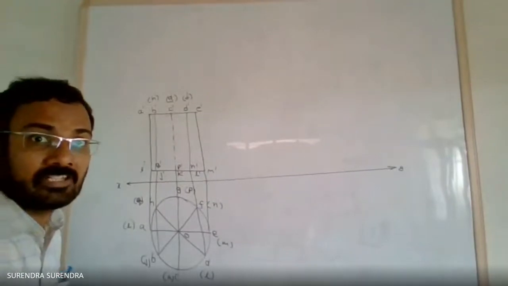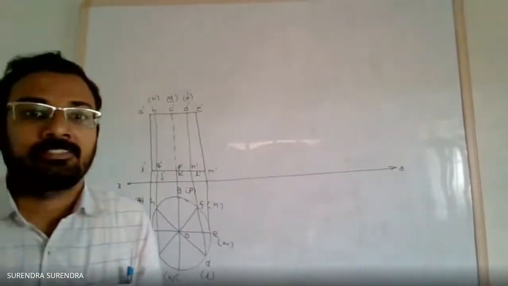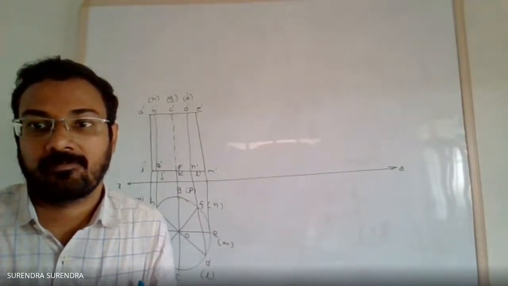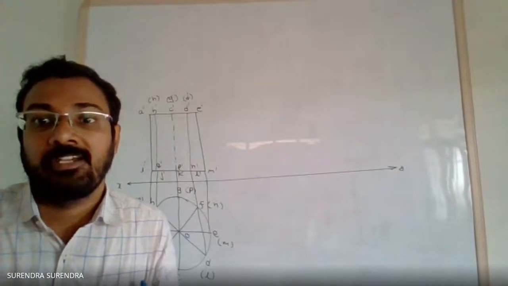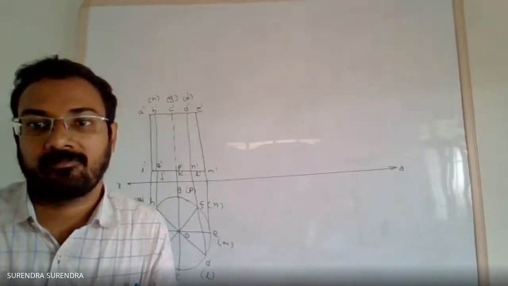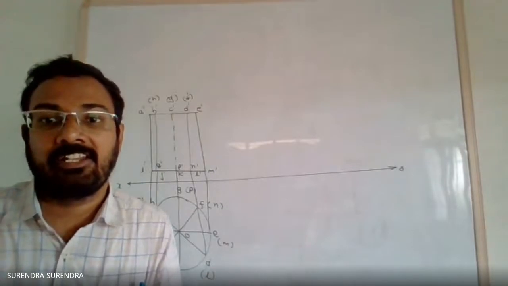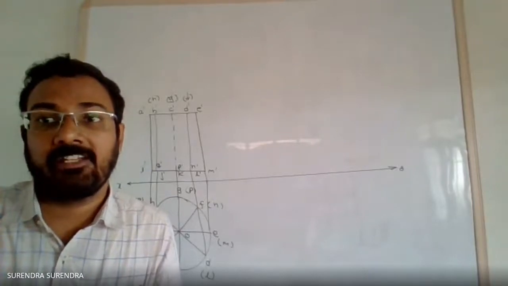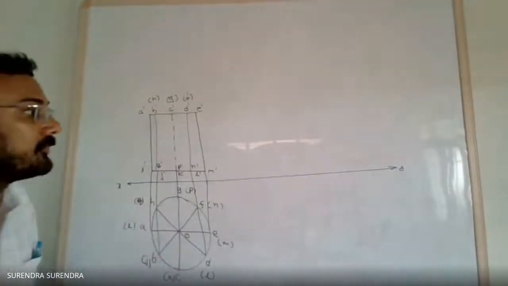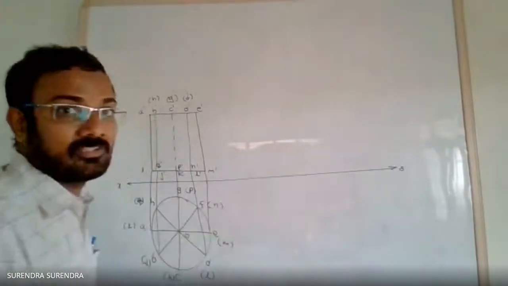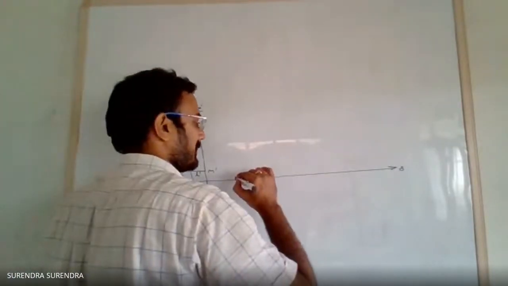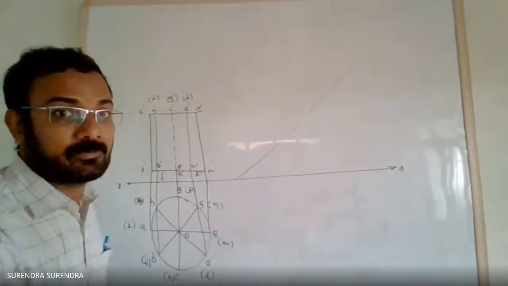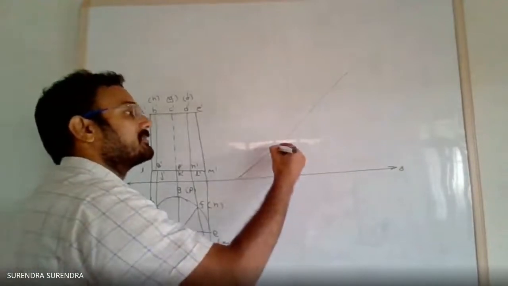Now, what is the condition given? The cylinder is inclined at 30° to the HP. The axis is parallel to VP and inclined at 30° to the HP. So draw a 30° inclination line, inclined to HP, at some random distance.